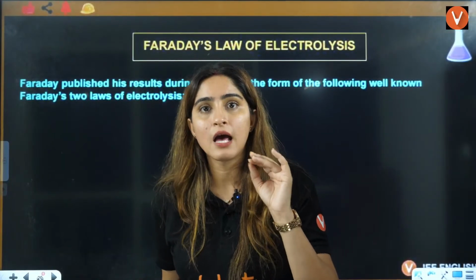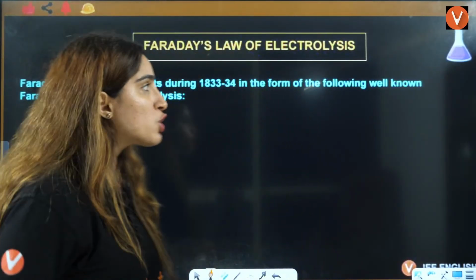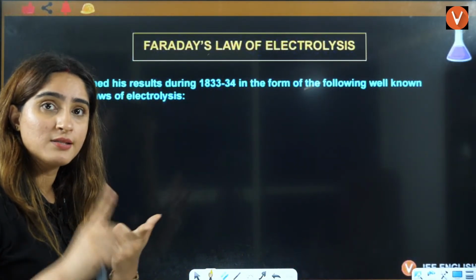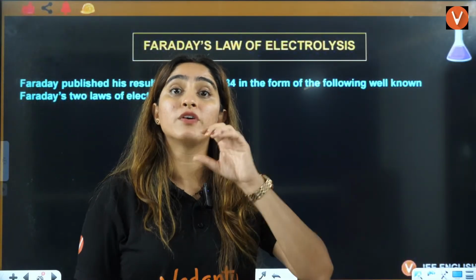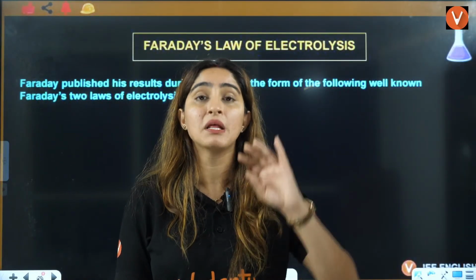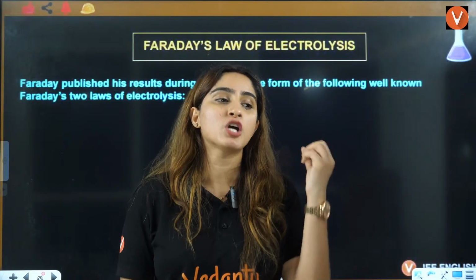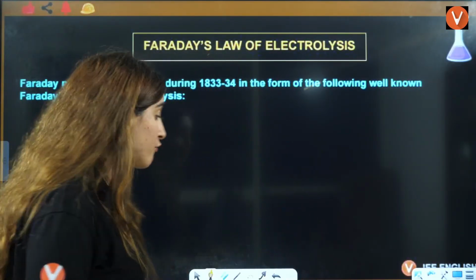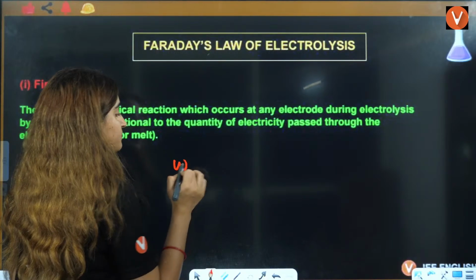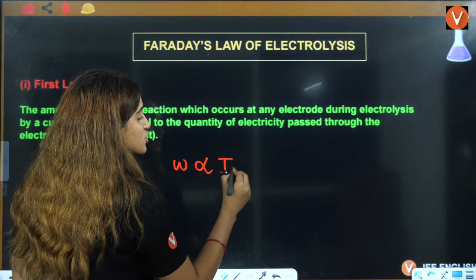Now, the next question was: if deposition happens by passing electricity, it should be directly proportional. So he said he would make a relation between the electricity, the charge that we are giving, and the amount of time, let's say 10 seconds, 20 seconds, 30 seconds, 5 minutes, 10 minutes, whatever the time. And what is the current that I am giving? Based on that, how much weight is getting deposited? What he found out is that there is a direct relation. The weight that is deposited has a direct relation with the charge that you are giving.